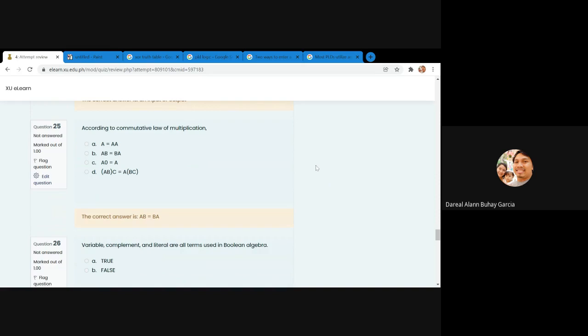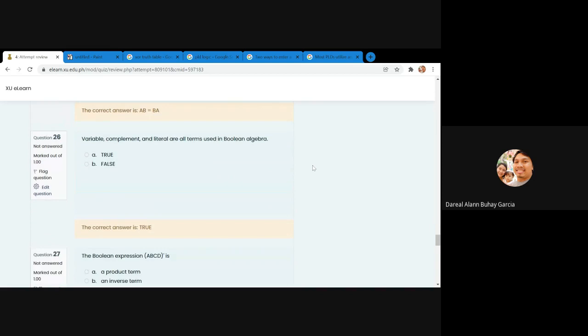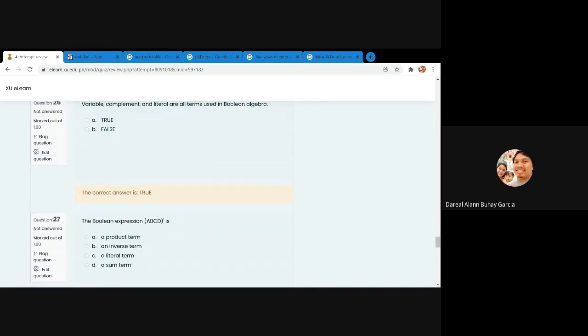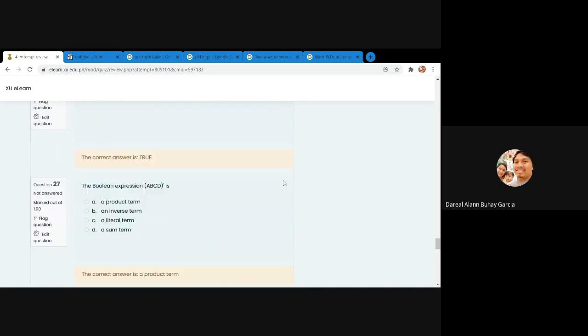Variable, complement, and literals are terms used in Boolean algebra. True. A Boolean expression A, B, C, D prime is a product term, inverse term, literal term, or sum term? Product term, A. Product term.